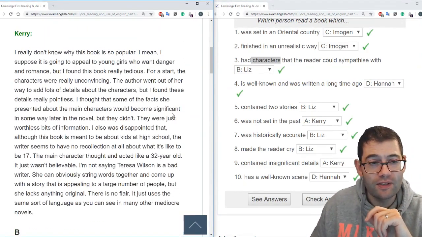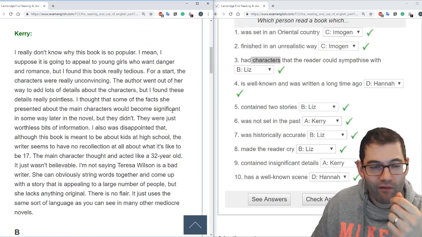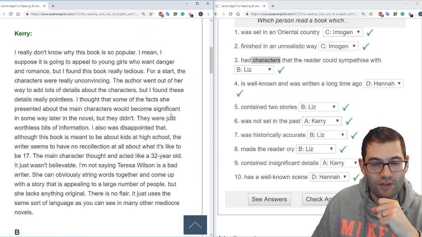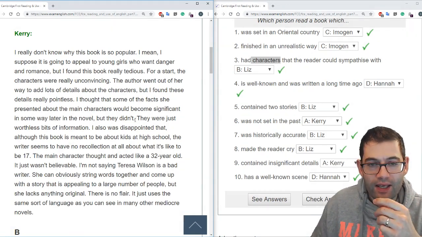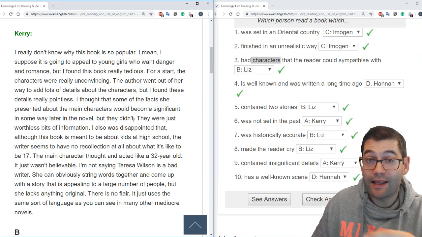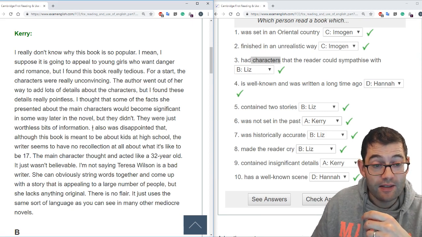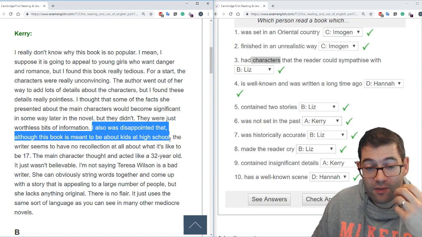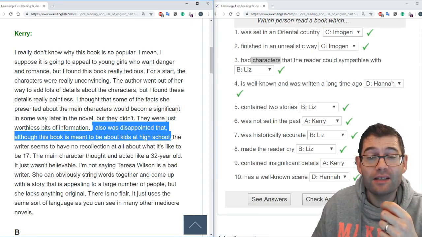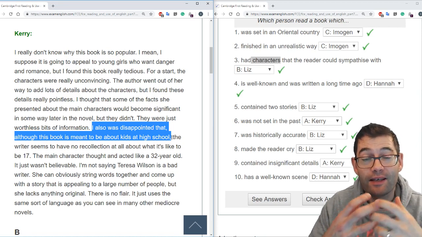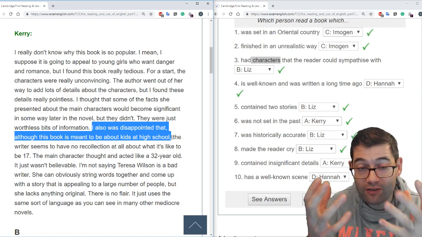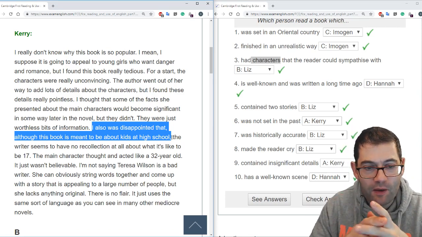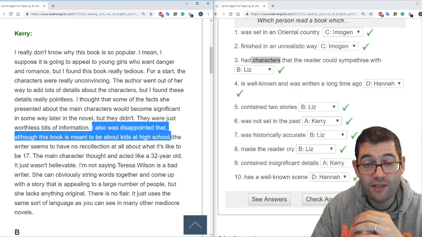And this was Kerry. So let's see if we can find that vocab which suggests that it is a modern contemporary book. Well, a key piece of language that might indicate that this is a modern contemporary book is this sentence here. Although this book is meant to be about kids at high school, and high school, I guess, is what we might consider a modern day or a contemporary idea. I guess the other reason why this is going to be the answer is by process of elimination.